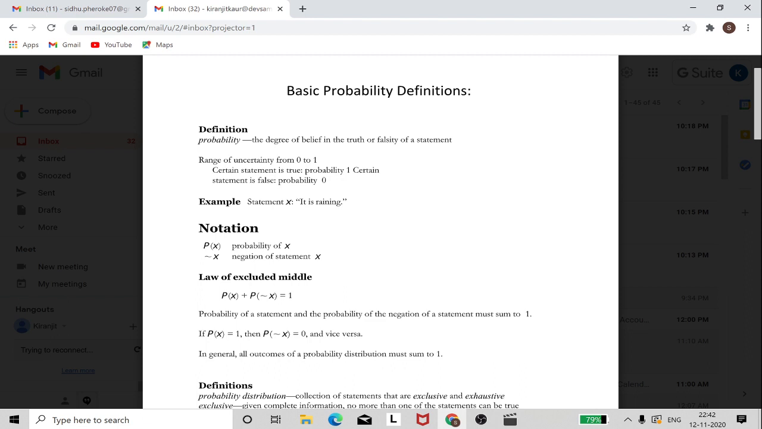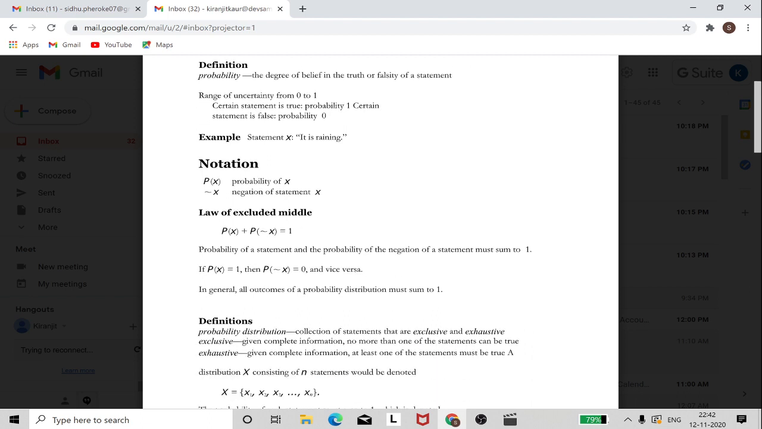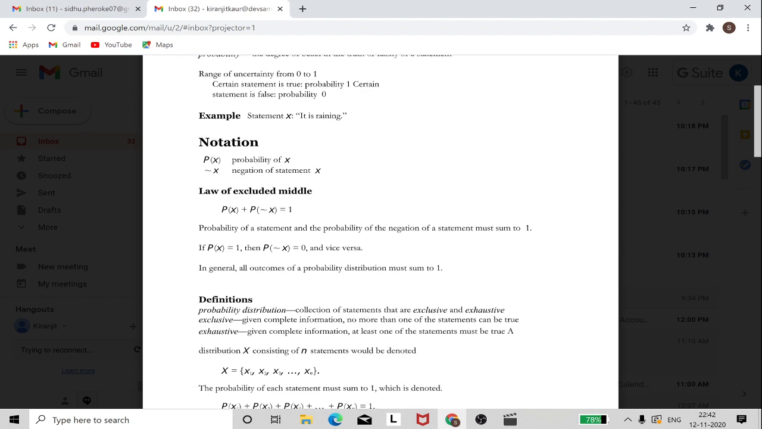In general, all outcomes of a probability distribution must sum to 1. Now, what defines a probability distribution? It is the collection of statements that are exclusive and exhaustive. What are exclusive? Given complete information, no more than one of the statements can be true. For example, if it is raining is true, then it is not raining will be false. So these two statements are exclusive statements.